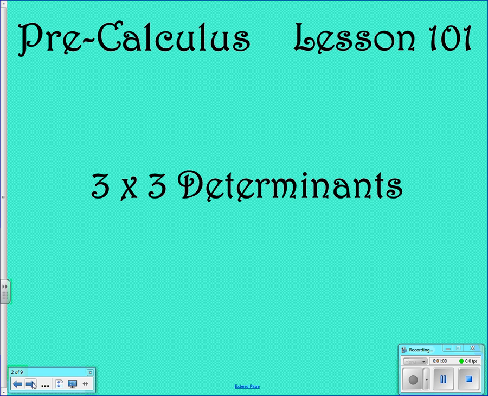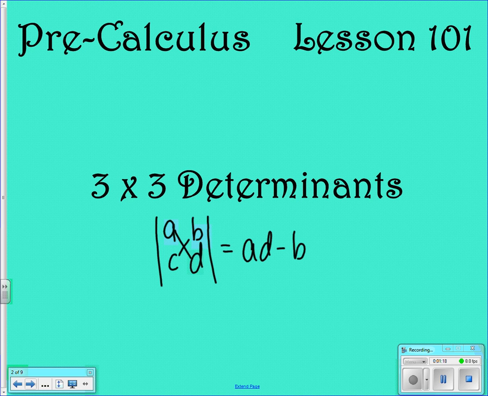Okay, so we are looking at lesson 101 today. We are looking at 3x3 determinants. Now we have looked at 2x2 determinants. You remember, if you have your determinant, you do A times D minus B times C, and you get your number there.